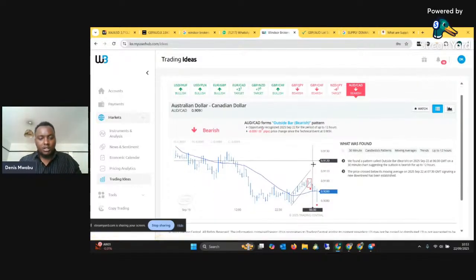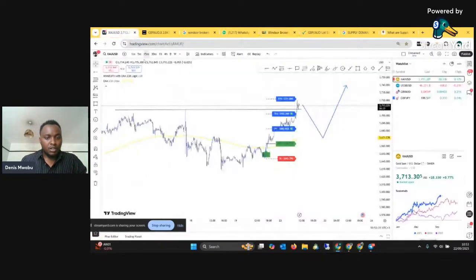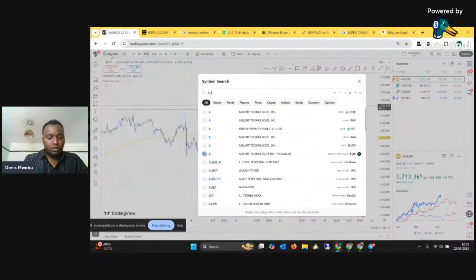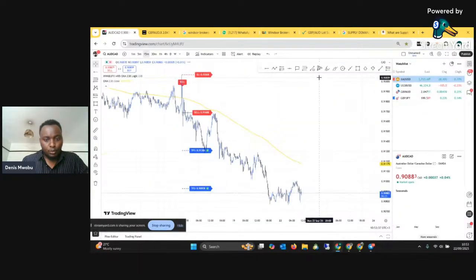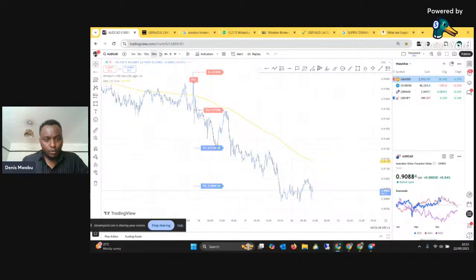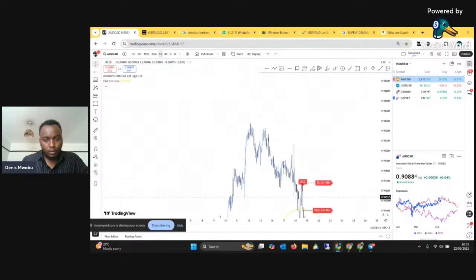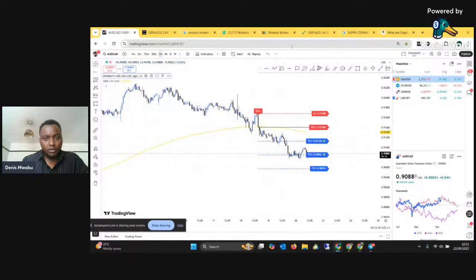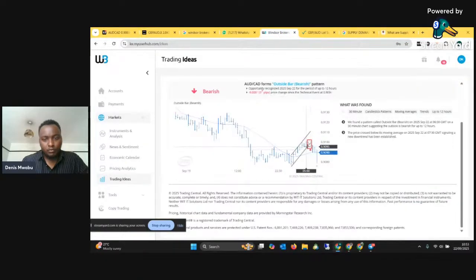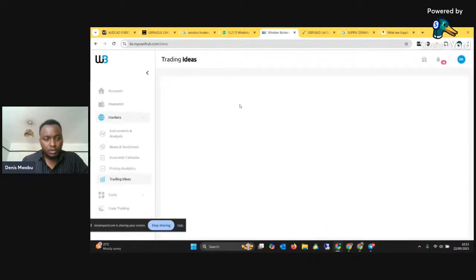A UD card, you can be able to see here, a UD card dropped. It gave the sell, you can be able to see, gave the sell here, the sell played out. So maybe you can refresh it and see.